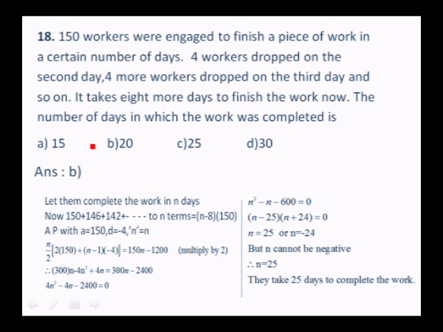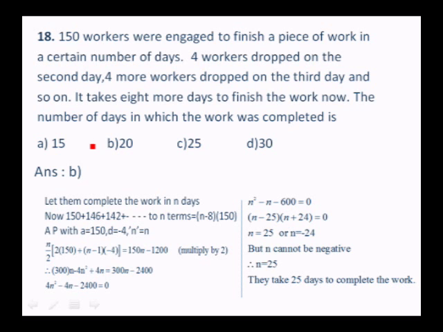Well, if all the 150 have worked for n days, worked together, then they ought to have completed this in n minus 8 days. So n minus 8 days, this could have been completed. Now this left-hand side is an AP, 150, 146, etc. First term 150, d is -4 and n is n itself, number of terms.